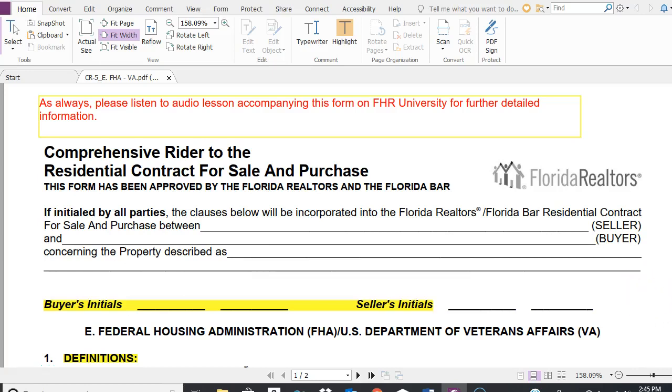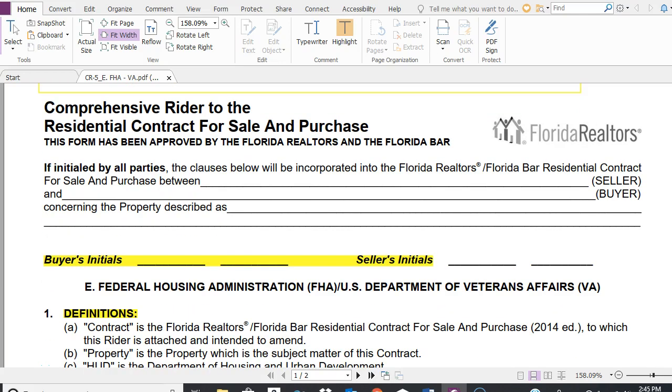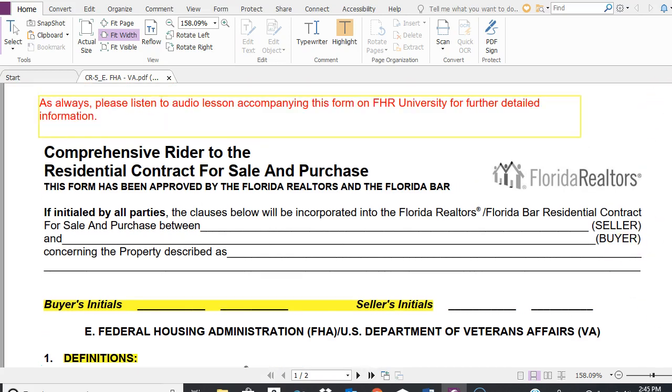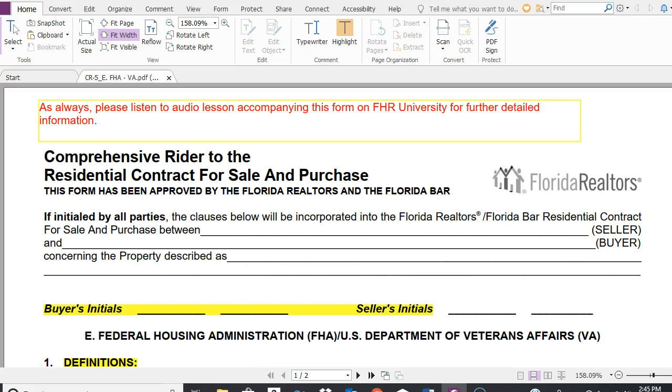Okay, welcome to Rider E for the FARBAR contract, which deals specifically with FHA and VA financing. So this is a rider that's used every time that FHA or VA financing is involved. It is inclusive of both, so you're going to choose which one you're going to use. It does cover some general items for both, and then has some specific items for each of them.